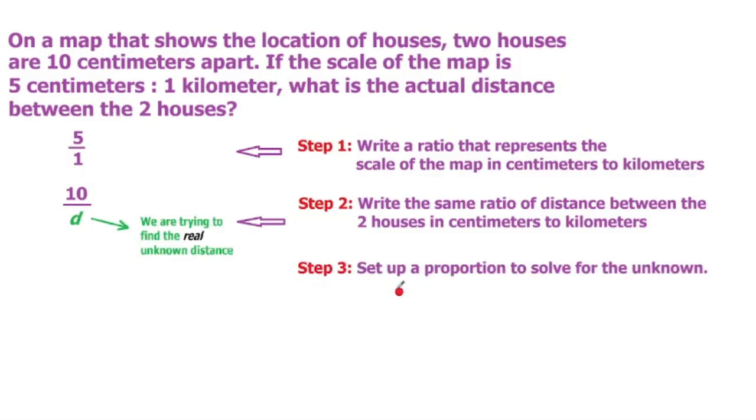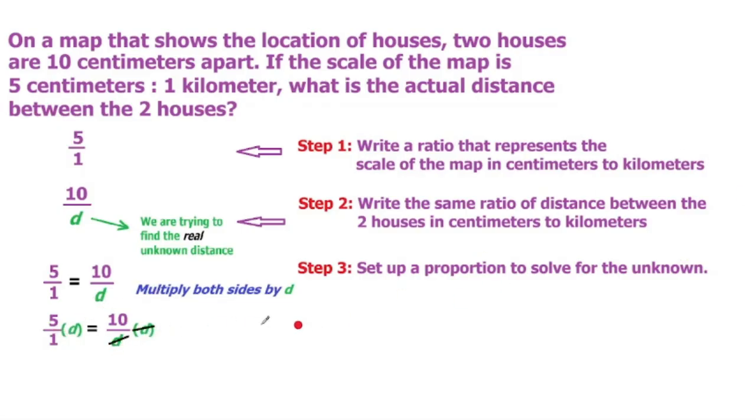So step 3, we set up a proportion to solve the unknown. So we do it like this. 5 over 1 equals 10 over d, and d is the distance we're trying to solve for. Now you just solve it like any equation. So you multiply both sides by d because we want to get rid of the d in the denominator. So when we multiply both sides by d, we can cross these out. These would cancel. So we're left with 5d equals 10.